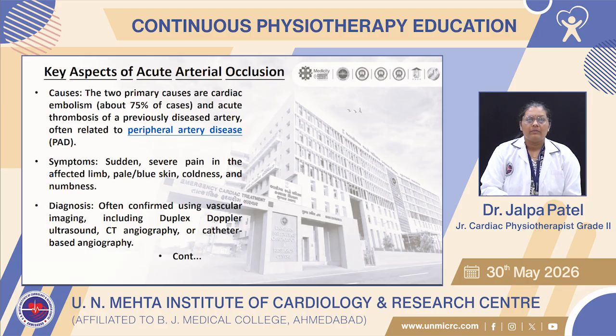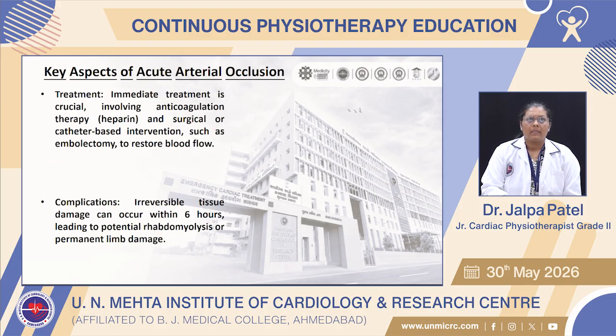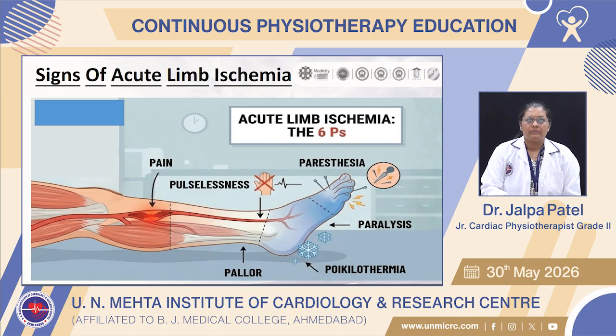Diagnosis is often confirmed using vascular imaging including duplex Doppler ultrasound, CT angiography or catheter-based angiography. Immediate treatment is crucial, involving anticoagulation therapy, that is heparin, and surgical or catheter-based intervention such as embolectomy to restore blood flow. Complications are irreversible. Tissue damage can occur within 6 hours, leading to potential rhabdomyolysis or permanent limb damage.